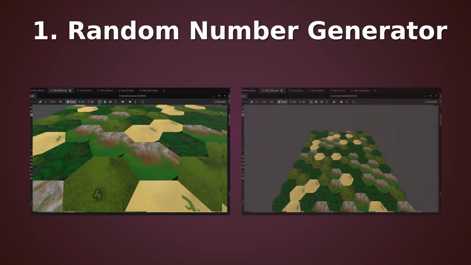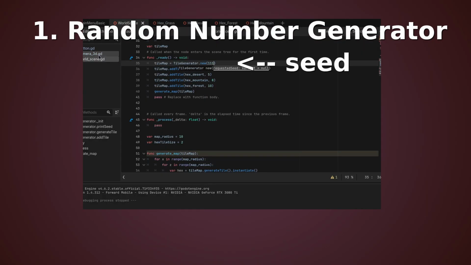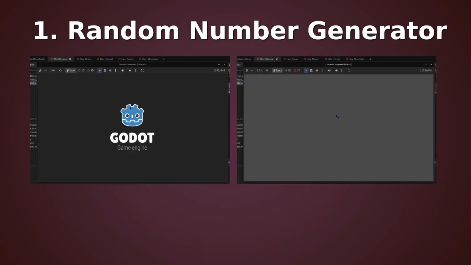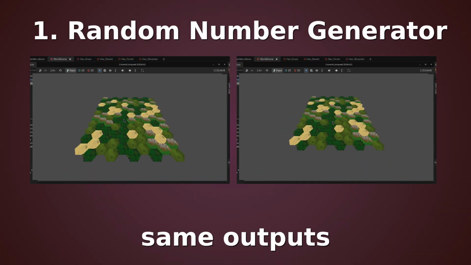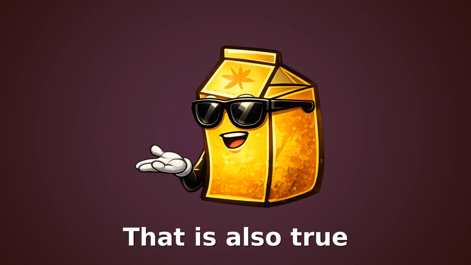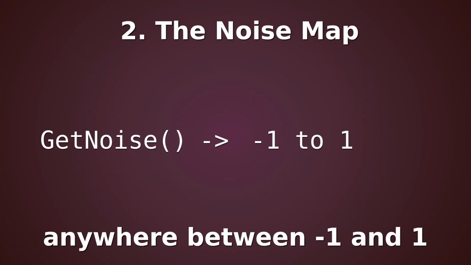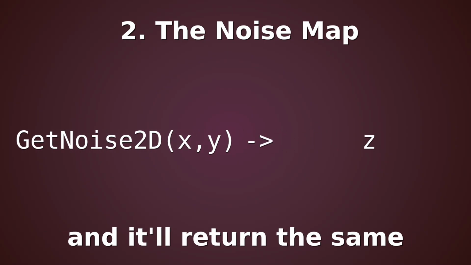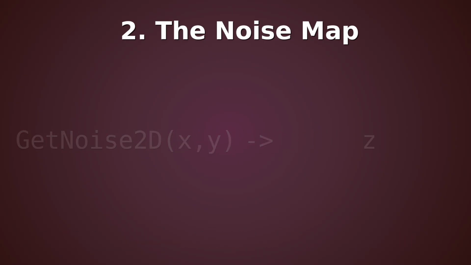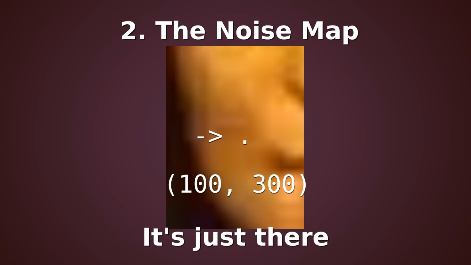Contrary to the name, the numbers actually aren't random. If you give it the same seed, it will return the same output every time, assuming the parameters are the same also. That means like Minecraft, you can have worlds with seeds that always spawn the same map. That is also true for your second generator, the noise map. Noise is a function that returns a value anywhere between -1 and 1. You can ask for a specific coordinate on the noise map and it will return the same number every time. It's almost like asking for the color of a specific part of a painting. It's just there, and changing the seed changes the painting.